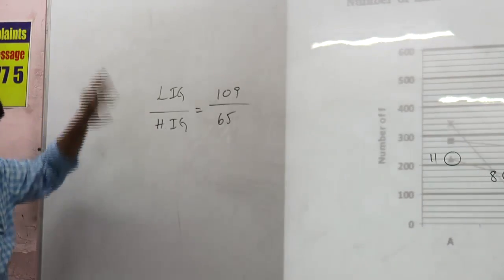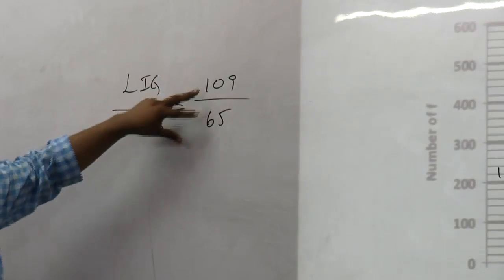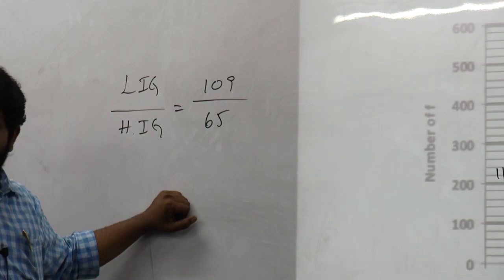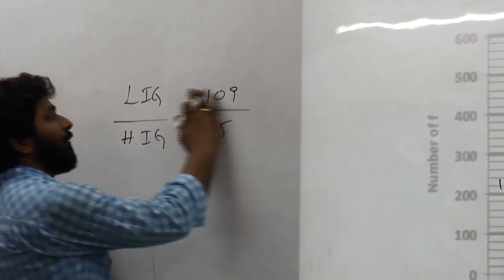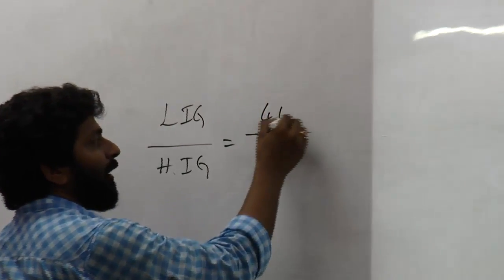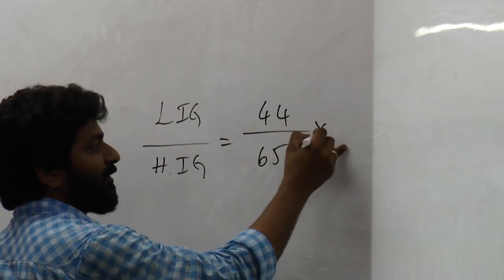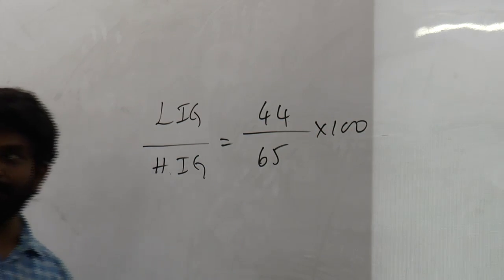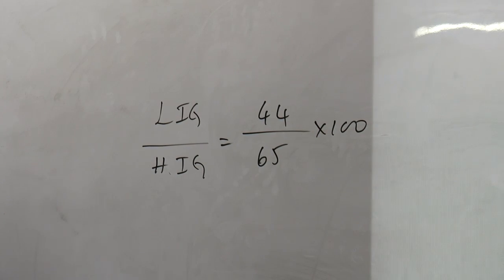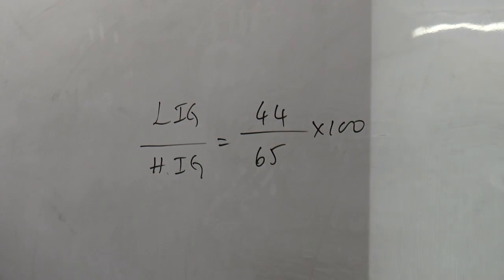And they asked: LIG flats are what percent more than HIG? 109 is how much more than 65? 44 more. So now you need to form 44 in terms of percentage with respect to 65. Look at your options first. Options are nearby 60.